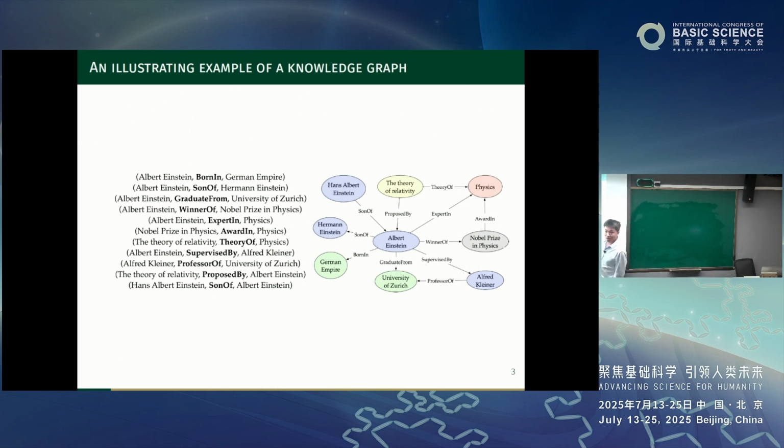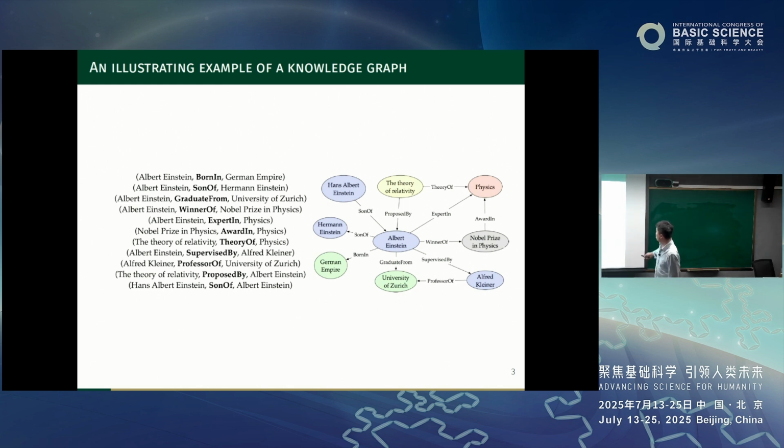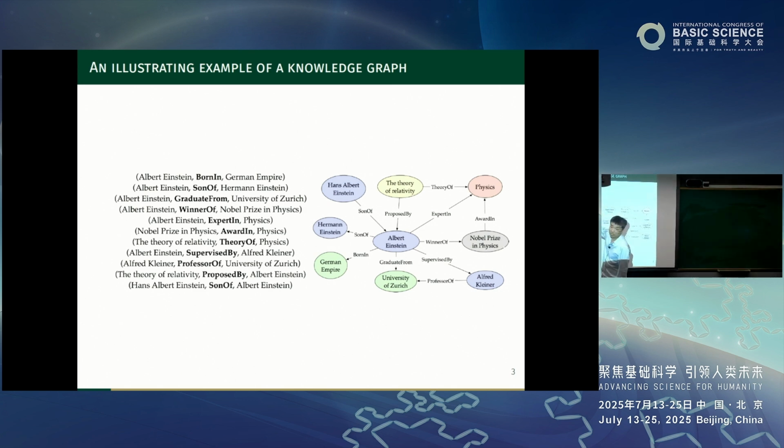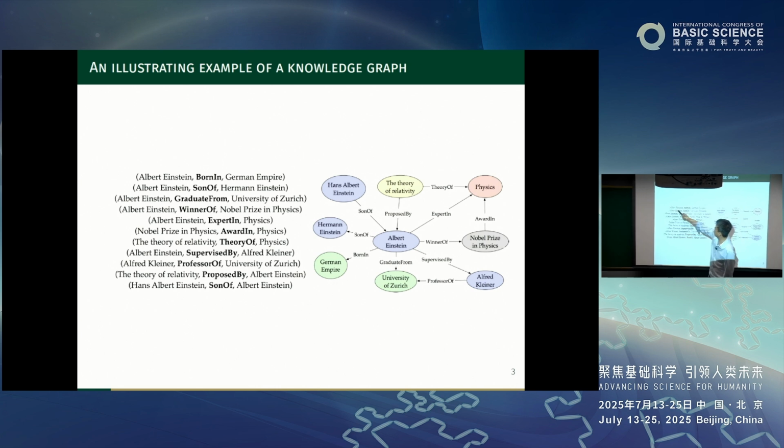In the middle is a node. Albert Einstein is a person, right? He has many relations with other entities. For example, he is the son of Hans Albert Einstein. And you can see this is a very small part of the graph. Each relation is usually represented in this way: one entity, the other entity, and the relation between them.